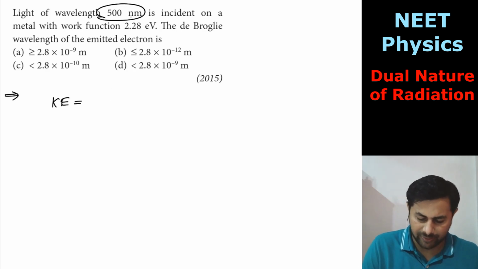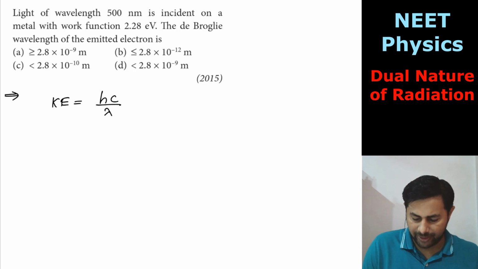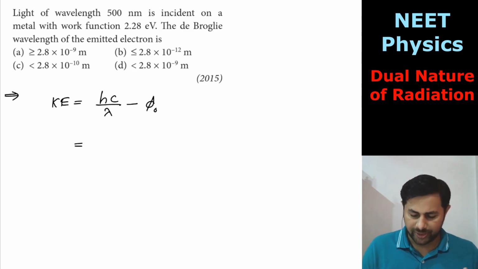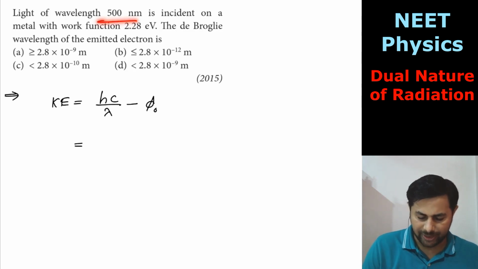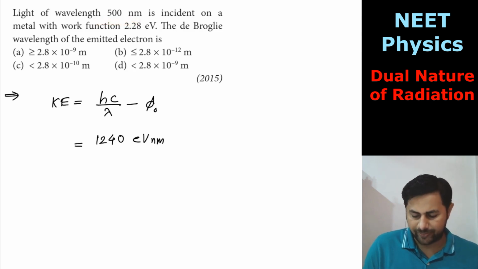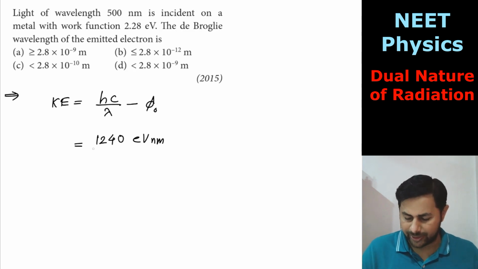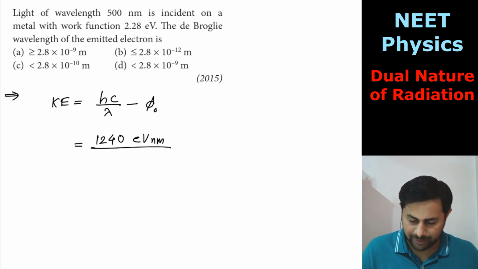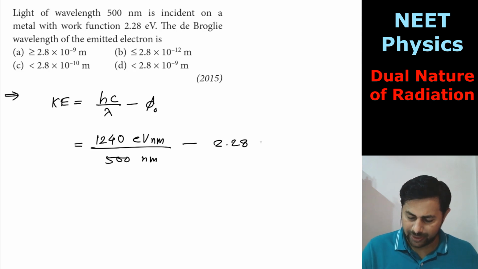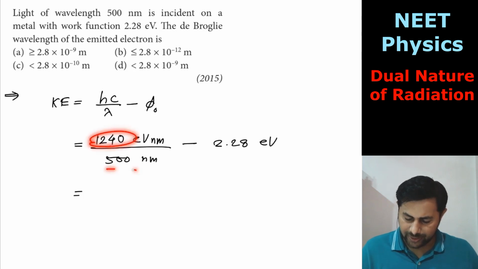So its wavelength is given, that means hc by lambda minus work function is phi naught, okay. So put the values. What is hc? This is given in nanometers, so we'll make use of 1240 eV nanometer, okay. hc is 1240 eV nanometer divided by lambda equals 500 nanometers minus phi naught is 2.28 electron volts. So what will be this thing?